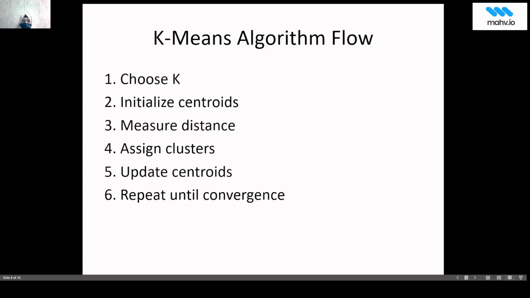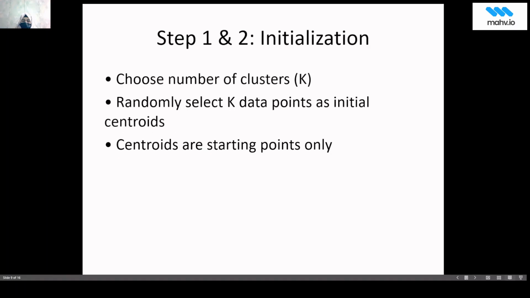How will our algorithm work? First of all, it chooses K. Choosing K means deciding how many clusters you want to make. Then it initializes the centroids, which are the means of the values. Then it measures the distance. Commonly, Euclidean distance is used. Then it assigns the clusters, then updates the centroids, and repeats until convergence. So these are the steps: choose K, how many clusters you want to make, initialize the centroids, measure the distance, assign the clusters, update the centroids, and repeat until convergence.